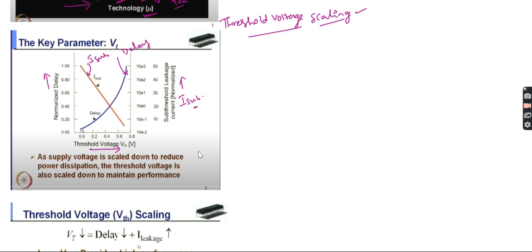Now you can see, because we need to reduce, correct? As the threshold voltage reduces, what happens? The delay also will be reduced. So I can say the performance will be good, correct? As the threshold voltage reduces, the delay also gets reduced. If the delay is reduced, the performance is good, we can say. This is performance wise, okay, the performance is good.